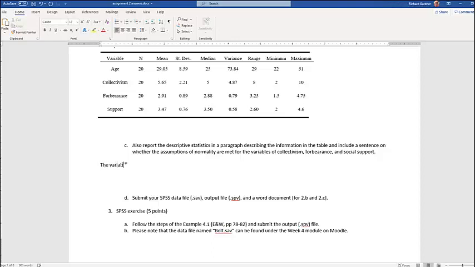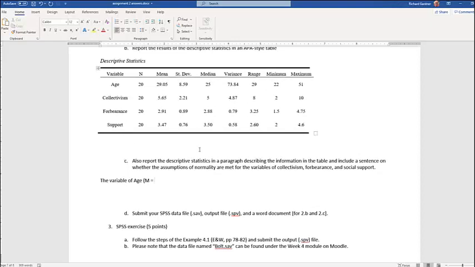The variable of age, and in parentheses you do the mean, which was 29.05, comma, standard deviation is 8.59. And I believe these are italicized, was or was not normal. And then we're going to go ahead and run it through. We're going to run these for normality right now.